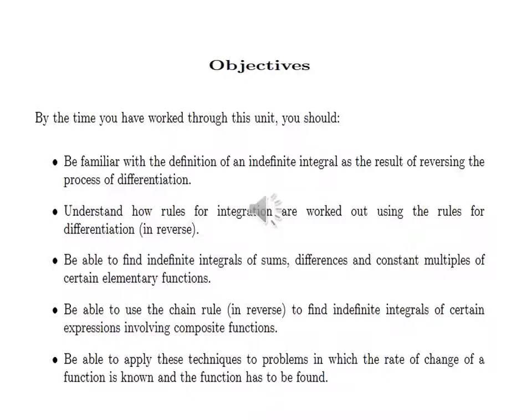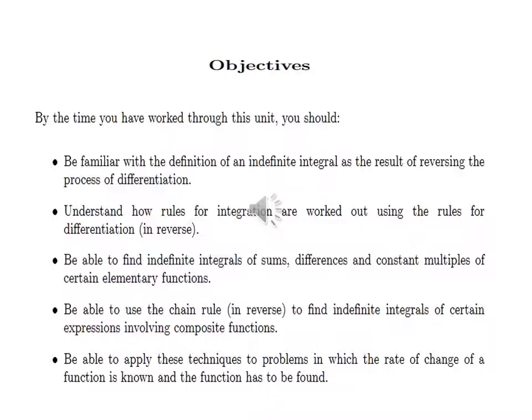Be able to use the chain rule in reverse to find indefinite integrals of certain expressions involving composite functions. It's very important, the chain rule.